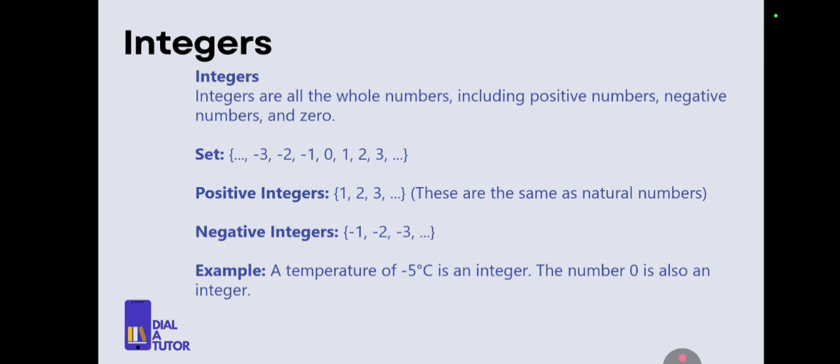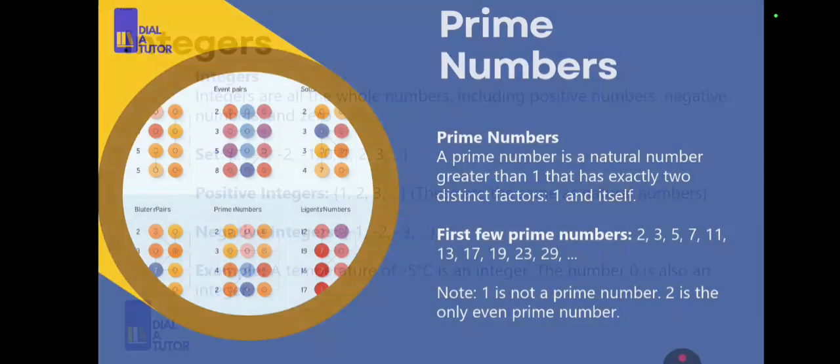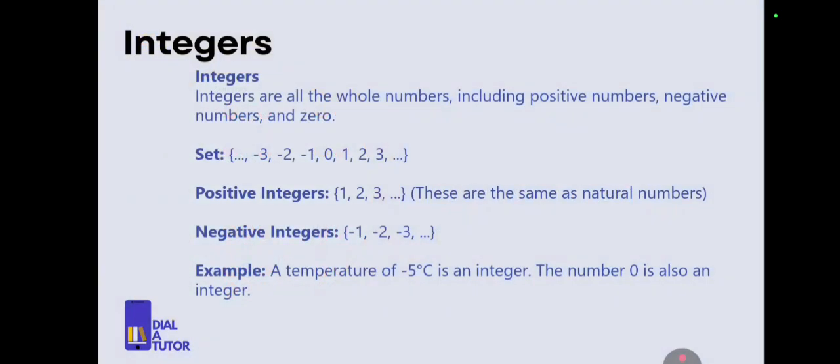Negative numbers, we can have -1, -2, and -3 up to infinity. So the temperature of -5 degrees is an integer. However, if it's -5.6, that's now a decimal number. The number 0 is also an integer, but if we say positive integers, we are only talking about positive numbers without 0. Negative integers, negative numbers without 0. But if they say integers, they are referring to all negative and positive integers, including 0.